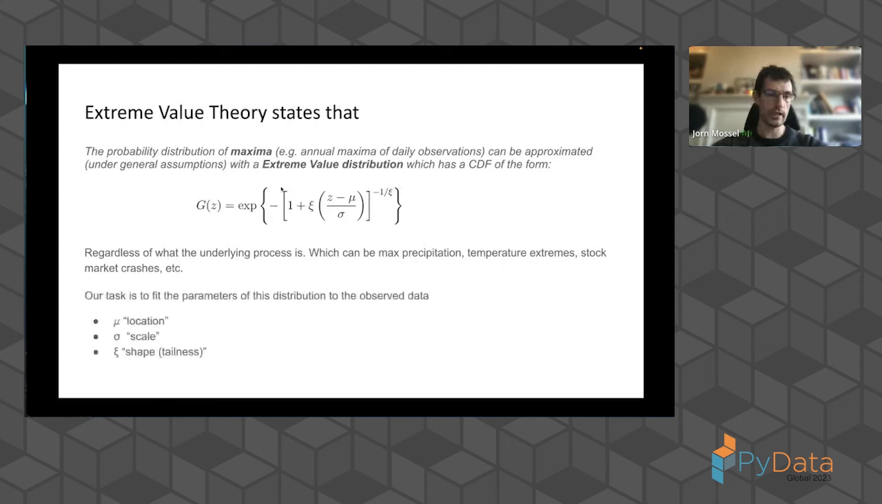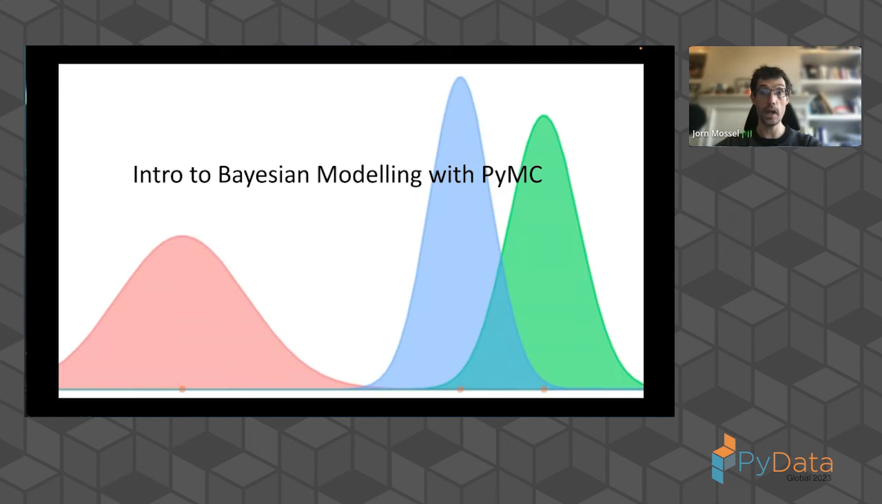This distribution has 3 parameters. The interpretation doesn't really matter too much, but you can think of them like a location, a scale, and a shape, which describes how heavy the tail is. So the higher the xi, the more extreme things we can expect. This distribution function we're going to use in PyMC. But before we do that, as promised, a quick intro into Bayesian modeling with PyMC.